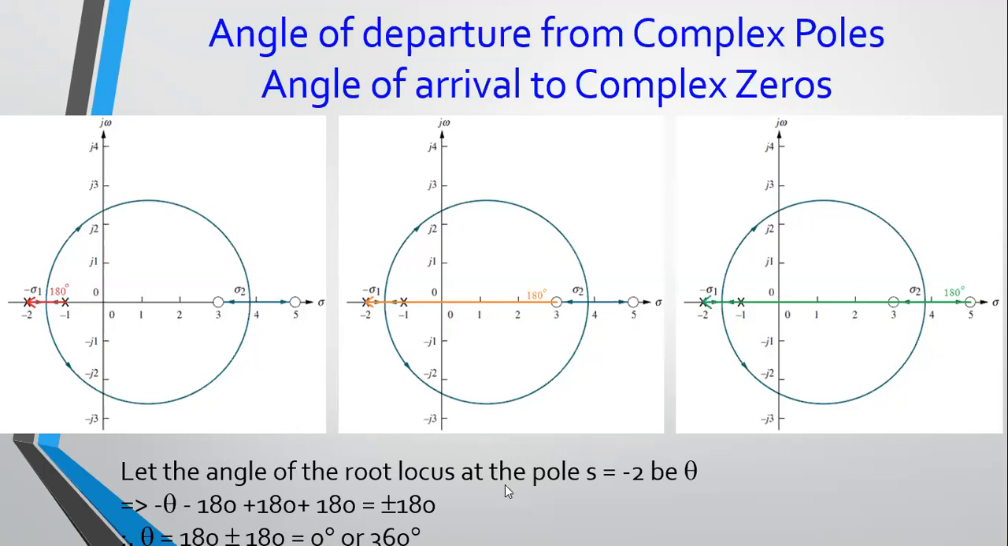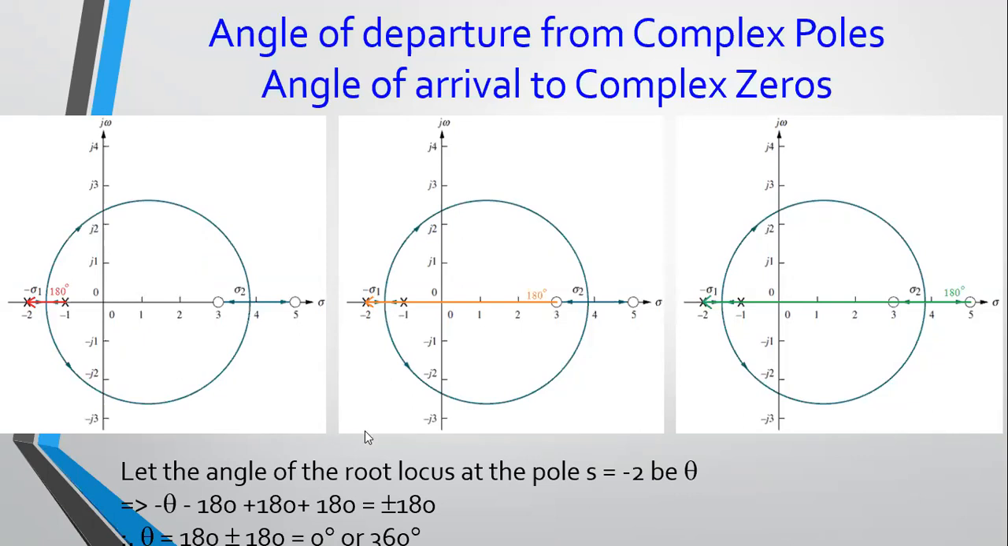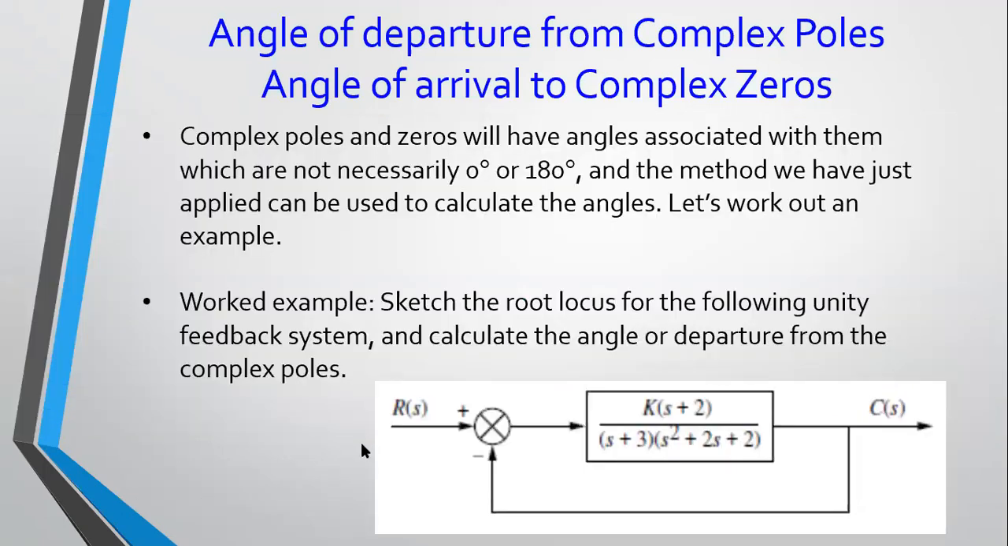Now from here, you can solve for theta. You just stand theta on this side. These two 90 degree angles are cancelling out. So it's 180 degrees plus or minus 180 degrees. You get 0 degrees or 360 degrees, same thing. So it means the angle of departure from this pole is simply 0 degrees. And this is what we said earlier. We know it is 0 degrees. So this is a very trivial example, but it very clearly describes how we can apply the same concept. Now if you were to find the angle of departure from complex poles or angle of arrival to complex zeros, let's take an example to illustrate how we do that.